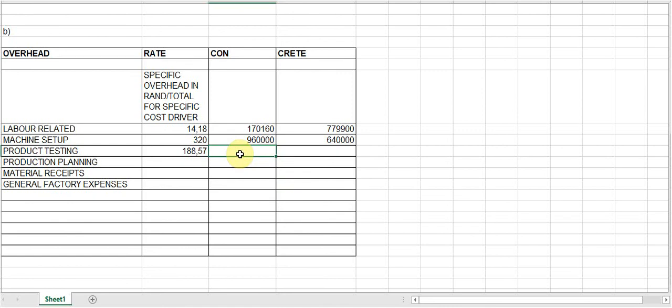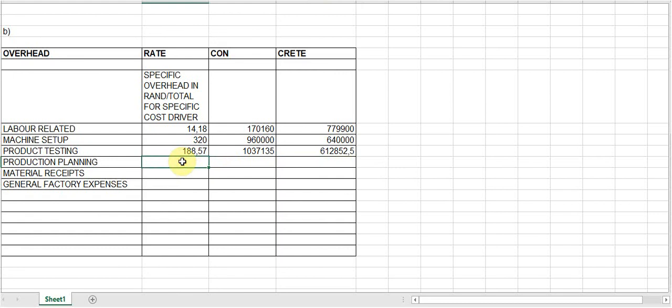I need to go in and times by the cost driver for each of the products. In the instance of Con, it was 188,57, which is the rate, times by 5,500. In the instance of Crete, it is the 188,57, and we need to times it by 3,250, which relates to Crete.